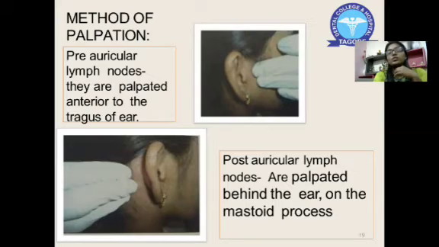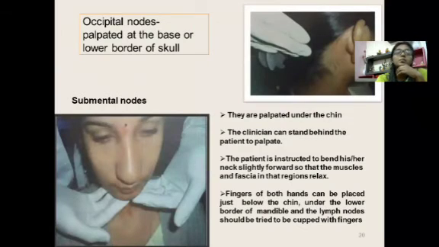So now moving on to the method of palpation, how we are palpating individual lymph nodes. Preauricular lymph nodes should be palpated anterior to the tragus of the ear using the palmar aspect of the two fingers. And then posterior auricular lymph nodes are palpated behind the ear, on the mastoid process. And then occipital lymph nodes are palpated at the base or the lower border of the skull.